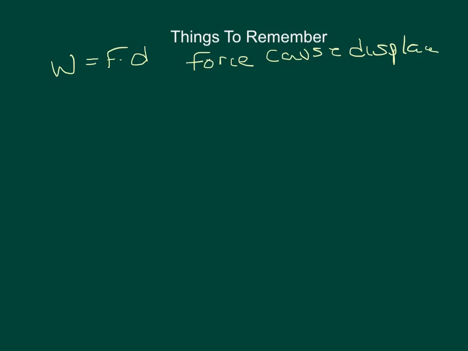All right, key things to remember. Number 1, work is a measurement of force multiplied by displacement, but the force must cause the displacement. Second of all, power is the rate at which work is done, so it is work divided by time.